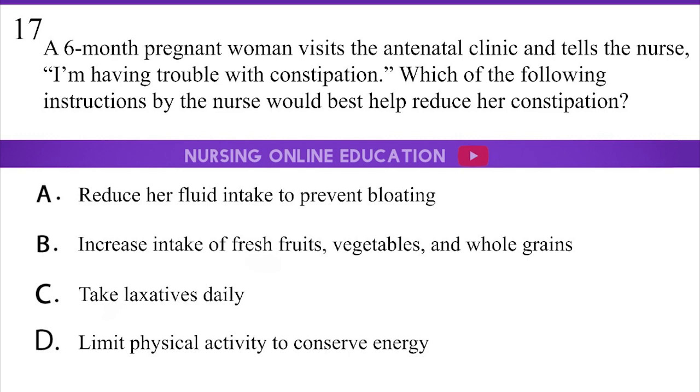17. A 6-month pregnant woman visits the antenatal clinic and tells the nurse, I'm having trouble with constipation. Which of the following instructions by the nurse would best help reduce her constipation? A. Reduce her fluid intake to prevent bloating. B. Increase intake of fresh fruits, vegetables, and whole grains. C. Take laxatives daily. D. Limit physical activity to conserve energy.